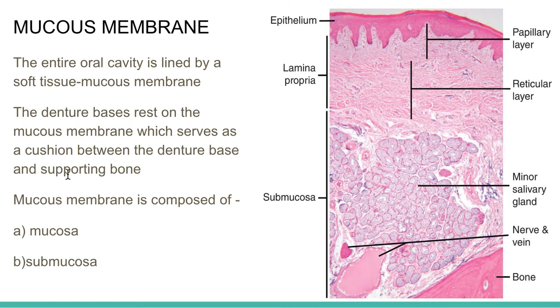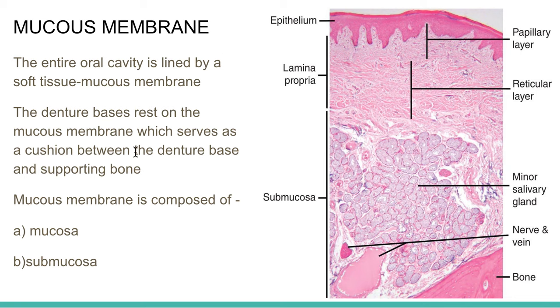Coming to the mucous membrane. Now, you know that the entire oral cavity is lined by a soft tissue, which is the mucous membrane, on which the denture base rests. This mucous membrane serves as a cushion between the denture base and the supporting bone. So you have the bone, the mucous membrane, and the denture. This is why it's very important for your mucous membrane to be able to support it well.